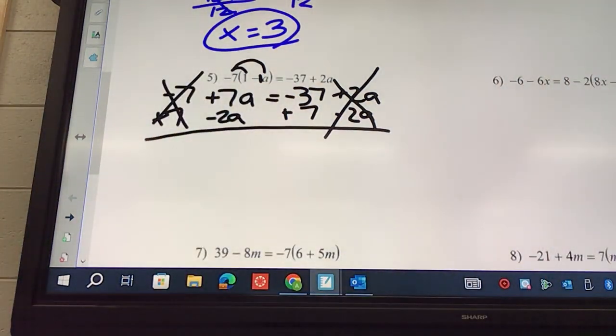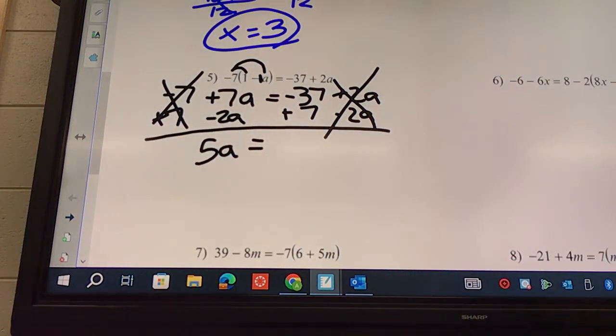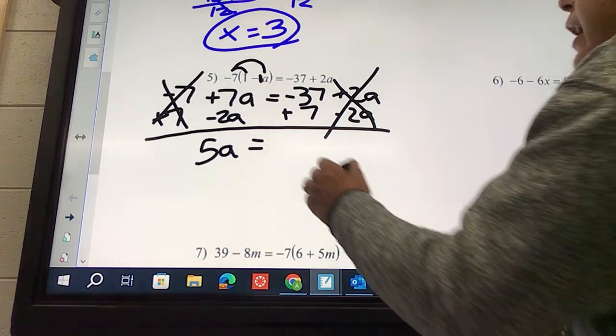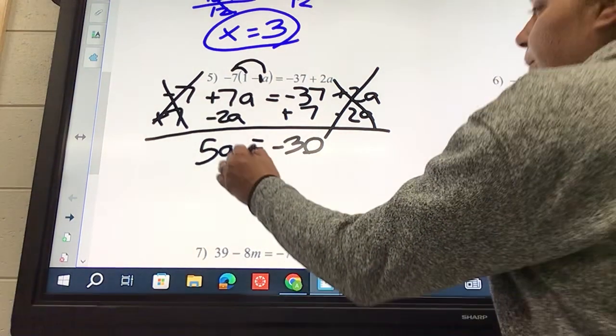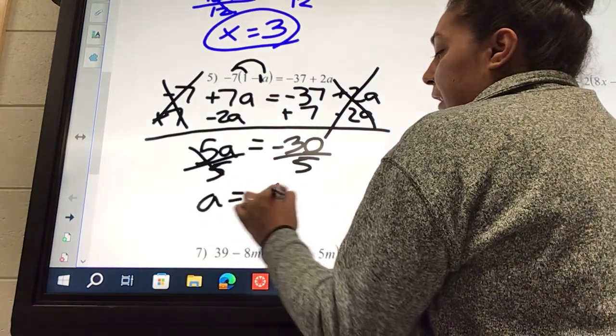Okay, 7a minus 2a? 5a. And negative 37 plus 7, what is that? Negative 30. And then our last step is always to do what? Divide. So we get a equals negative 6.